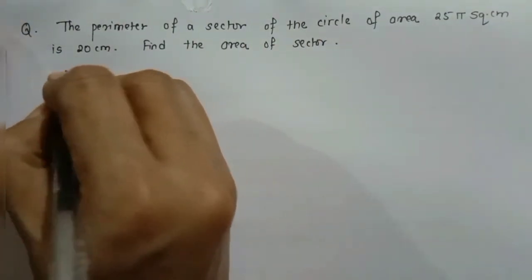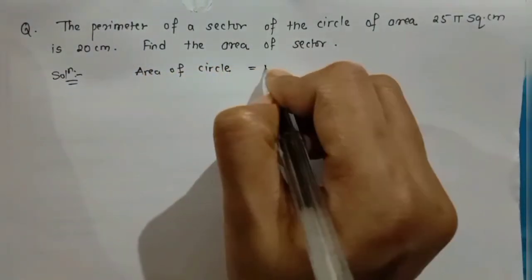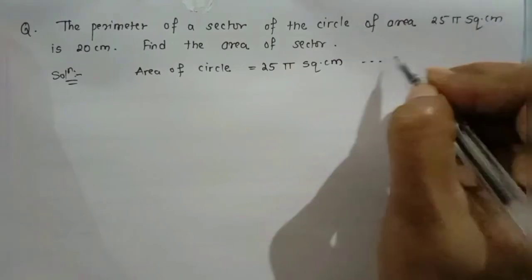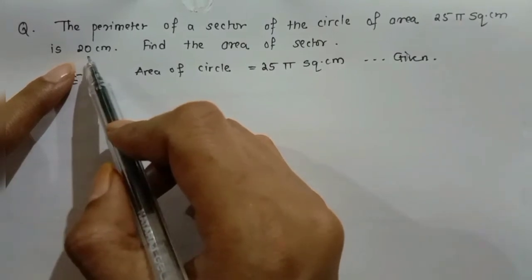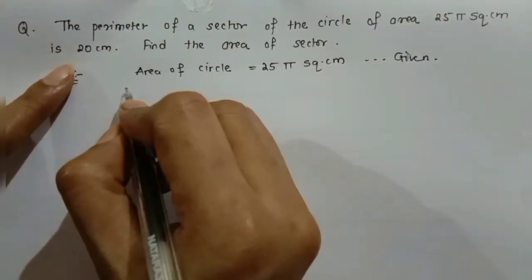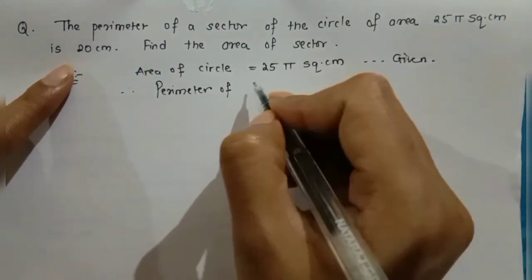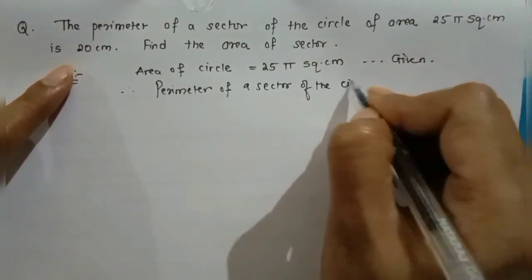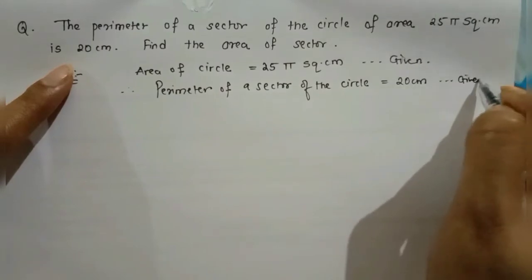So we can write in our solution that area of circle is 25 pi square centimeter, correct? This is given. Now next, see what is said: 20 centimeter. This 20 centimeter is nothing but the value of perimeter of a sector. So perimeter of a sector of the circle is equal to 20 centimeter. Even this is given, correct?